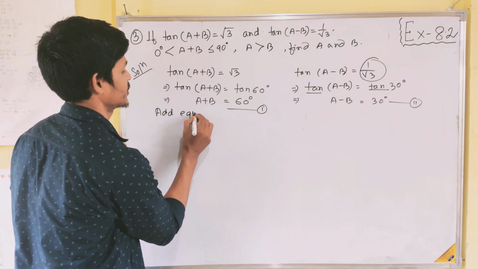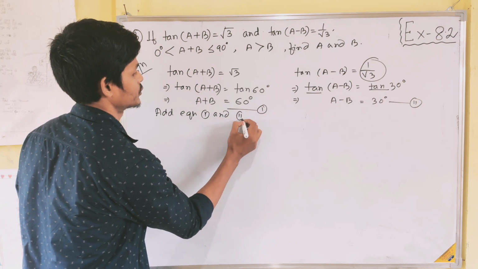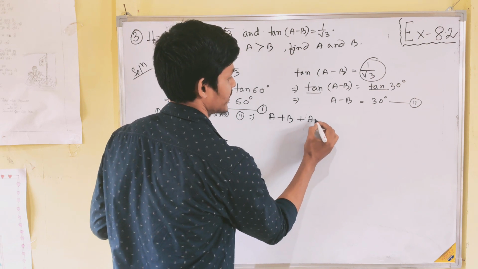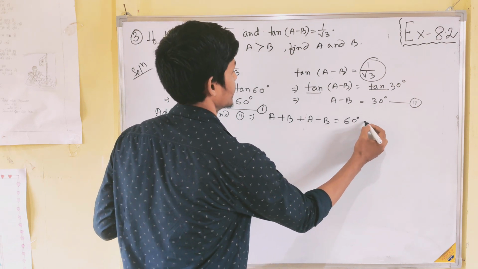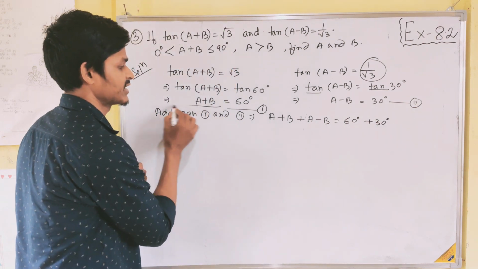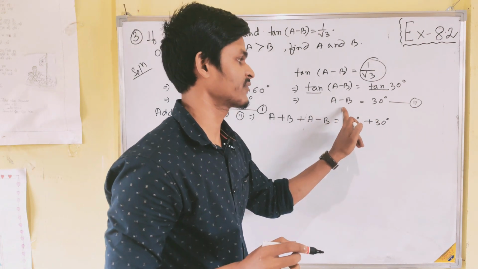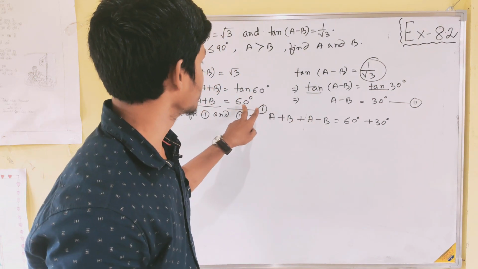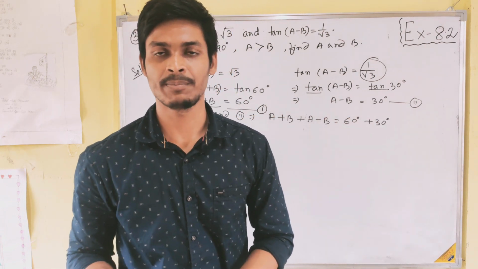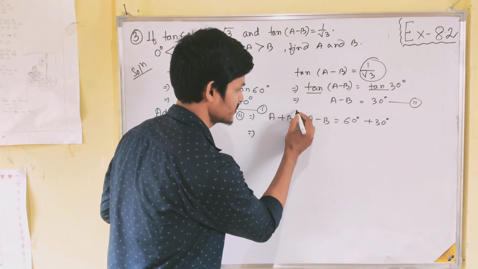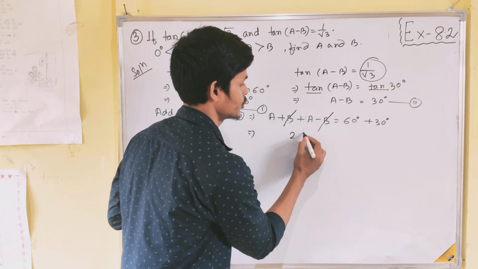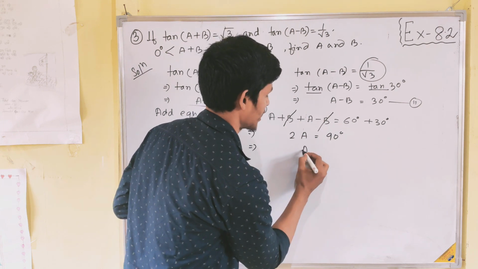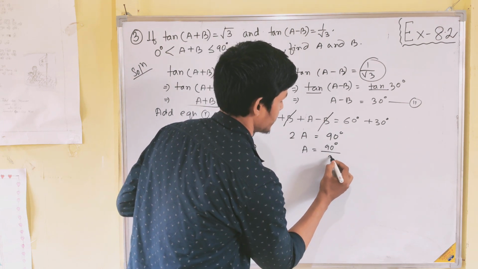Add equations 1 and 2. If you add equations 1 and 2, what do you get? A plus B plus A minus B equal to 60 degree plus 30 degree. I just add the left hand side of equation 1 and left hand side of equation 2, that is A plus B plus A minus B, and then add the right hand side of equations 1 and 2. So from this, plus B minus B will be cancelled, A plus A equals 2A, and 60 plus 30 equals 90 degree. So from this what do you get? A equals 90 degree by 2.